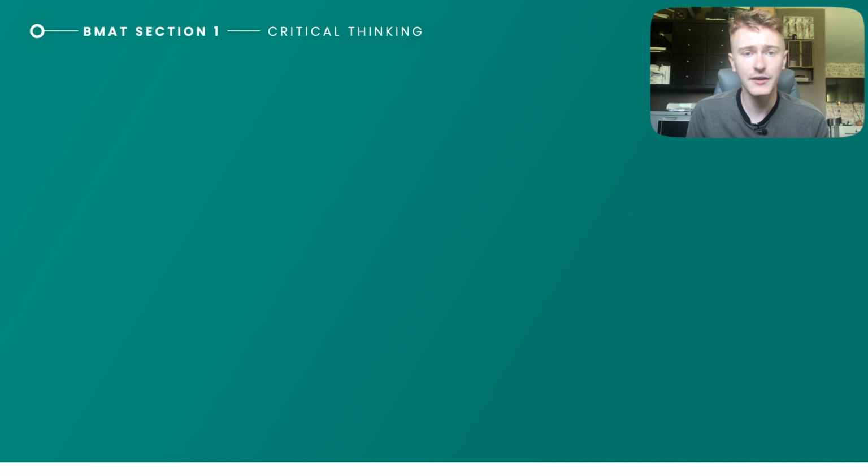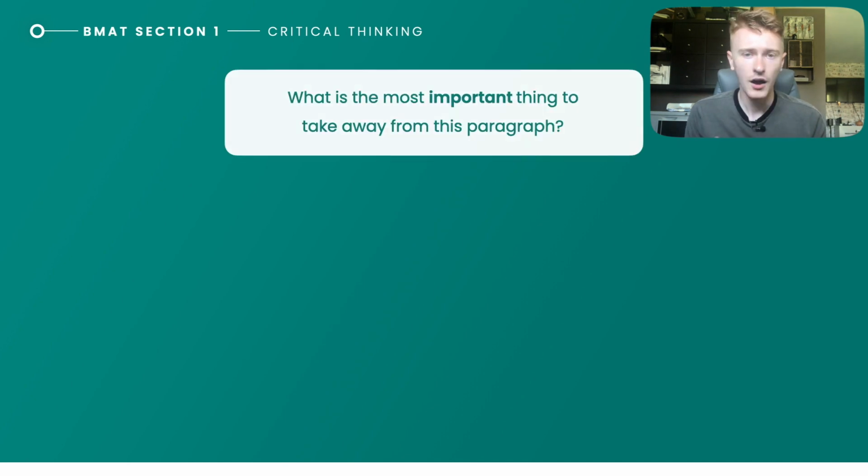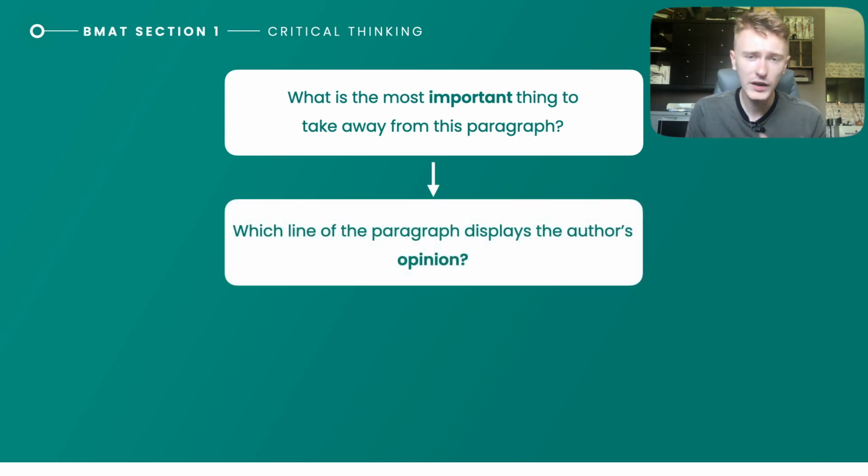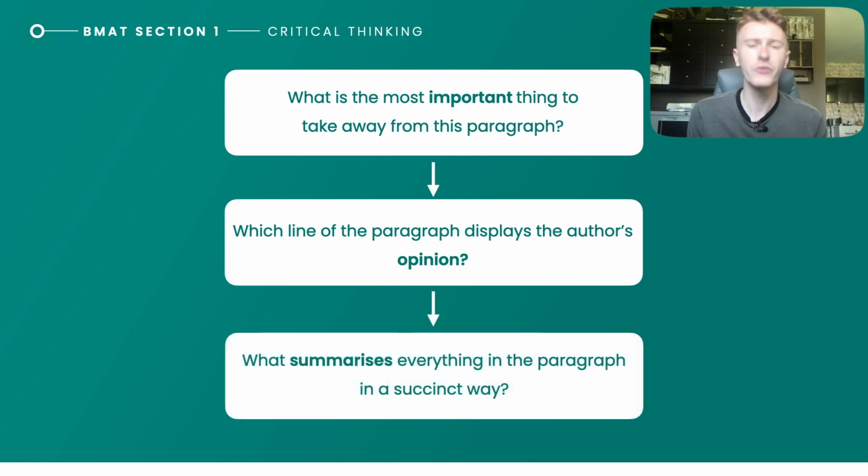So what's our step-by-step series of questions to help us identify the conclusion? Hopefully you've seen asking yourself what is the most important thing to take away from this paragraph can be a very important question to help you identify the conclusion. Likewise, you can then ask yourself which line of the paragraph best displays the author's opinion. Remember, these are opinionated passages, and by spotting the opinion, you can often try and work out the conclusion. Finally, if you're still struggling, you can ask yourself what summarizes everything in the paragraph. In that sense, you can sort of capture every one of the author's opinions in a single conclusion. And that's ultimately what we're testing here.